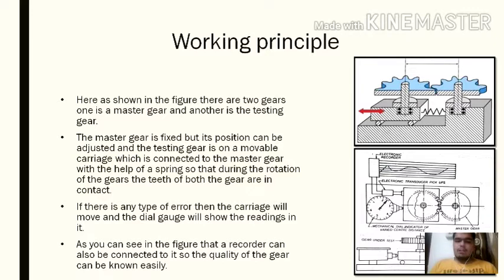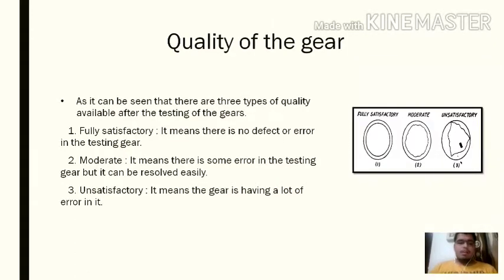As we said about the quality of gear, let's discuss it a bit. The quality of gear depends upon many aspects and can be majorly divided into three types. First, fully satisfactory, which means there is no chance of any defect or error in the gear we are testing. Second comes moderate, which means there are some defects in the testing gear, but they can be resolved easily. Third is unsatisfactory, which means there are a lot of defects or errors which can't be easily solved.